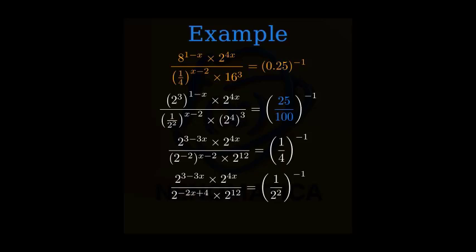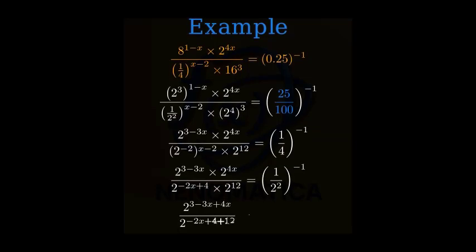Now, I'll combine like terms in the numerator. 2 to the power of 3 minus 3x times 2 to the power of 4x equals 2 to the power of 3 minus 3x plus 4x, which simplifies to 2 to the power of 3 plus x. In the numerator, 3 minus 3x plus 4x simplifies to 3 plus x. In the denominator, negative 2x plus 4 plus 12 equals negative 2x plus 16.